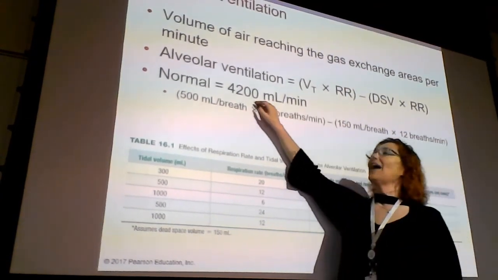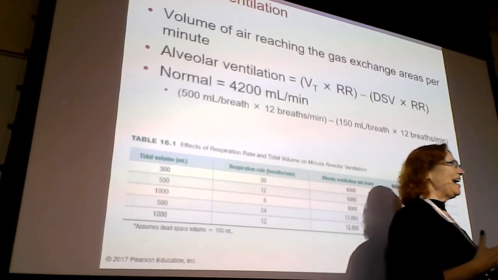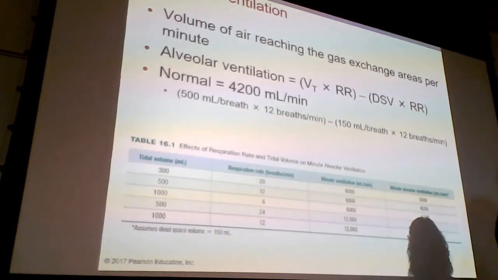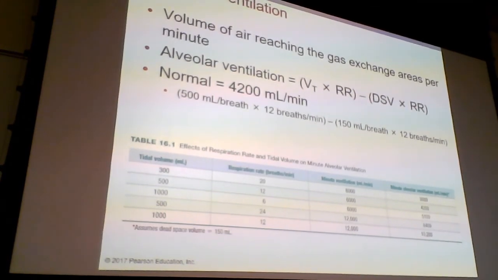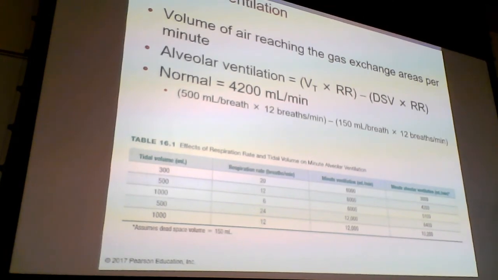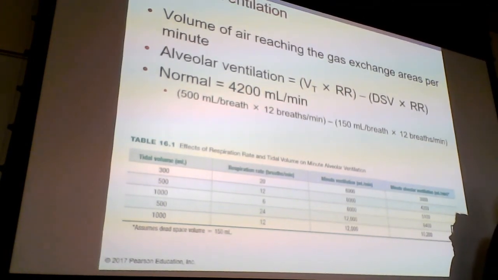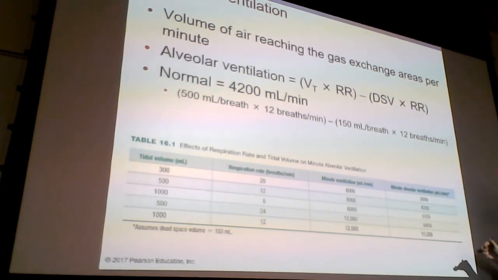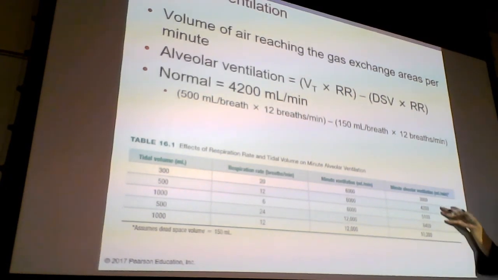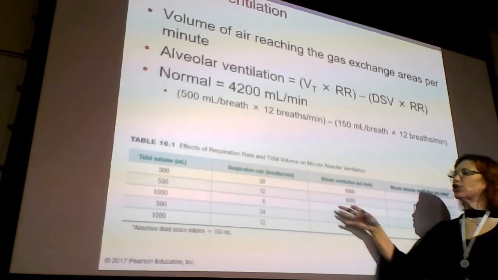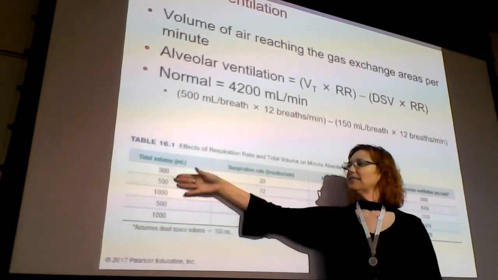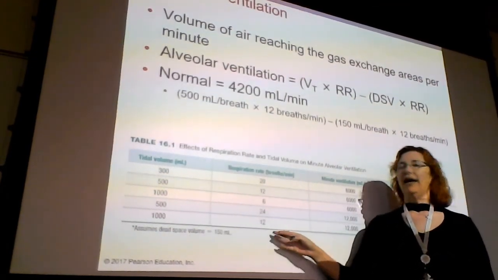So how much air actually has gas exchange in a given minute? Roughly 4,200 mLs. Okay. And this is just showing you how minute alveolar ventilation can change looking at differences in tidal volume and respiratory rate.